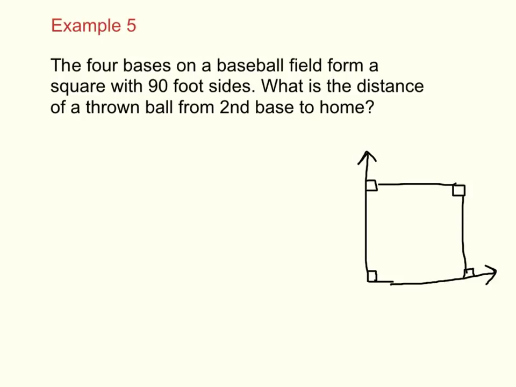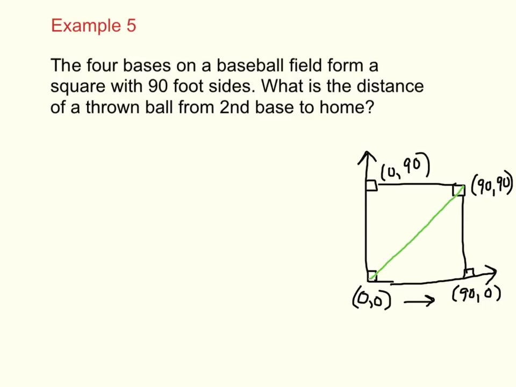So you know there's 90 feet between each one, so this would be the ordered pair 0, 0. This would be 90, 0, because this is 90 feet between the bases. This is 90, 90. And this would be 0, 90. Now, if you wanted to find a ball thrown from second base to home, you could either use Pythagorean theorem, a squared plus b squared equals c squared, or you can use the distance formula. So we would use this point and this point.